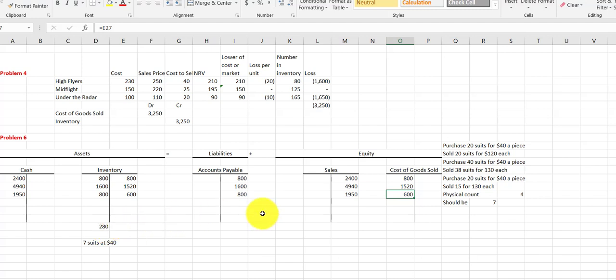All right? But we take a physical count, and we only got 4. 3 of them are damaged. So we're going to credit inventory for 40 times 3, right? Because they cost us $40. They're gone now. So we reduce inventory, credit inventory, and we debit cost of goods sold, 120. So now we're going to have 4 suits at $40, $160 instead of the 7.